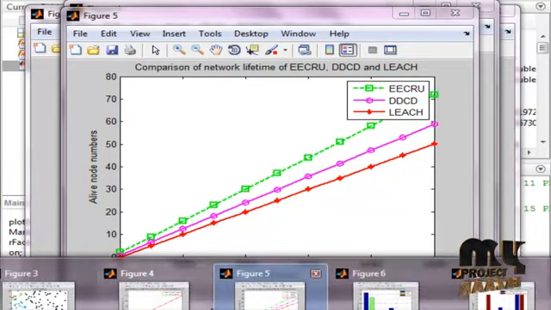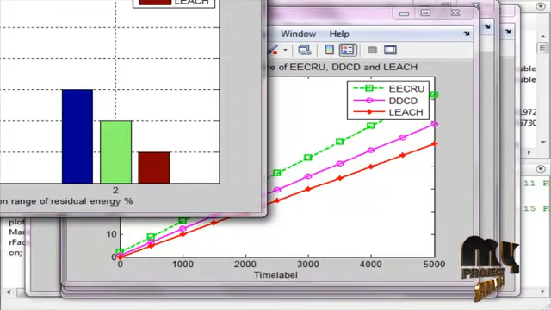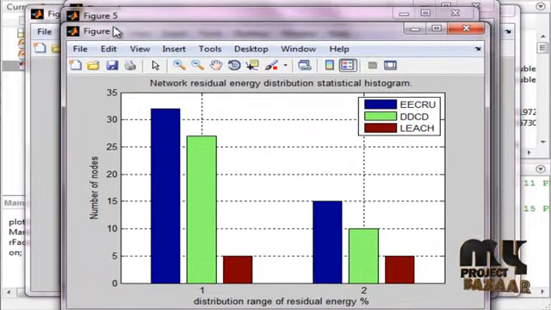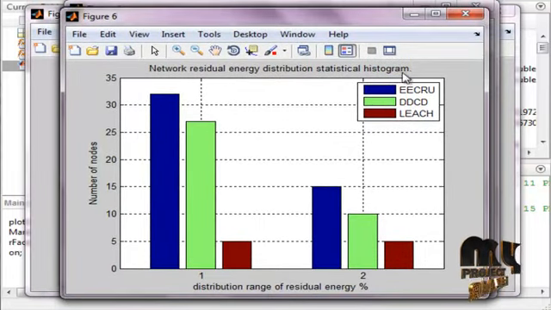The next figure is the network residual energy distribution statistical histogram. The blue color indicates the proposed method, and green and brown indicate the existing methods. The x-axis is the distribution range of residual energy in percentage, and the y-axis is the number of nodes, from 0 to 35. Blue is the indicator of the proposed method, and the other two are existing methods.